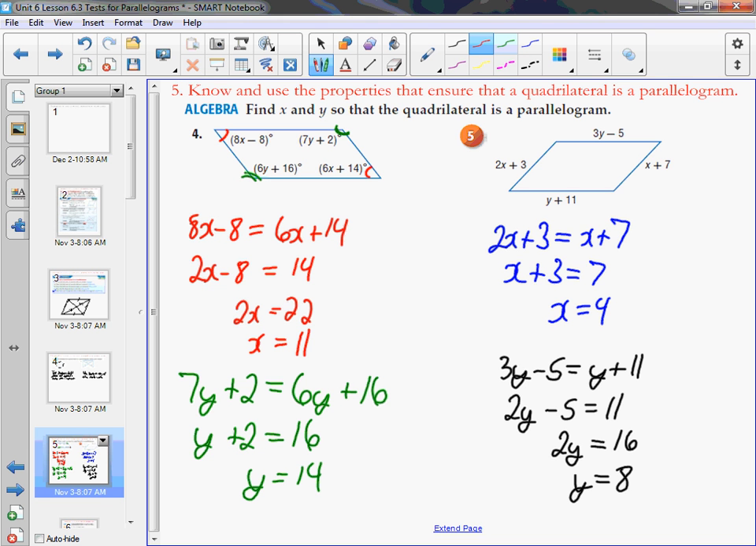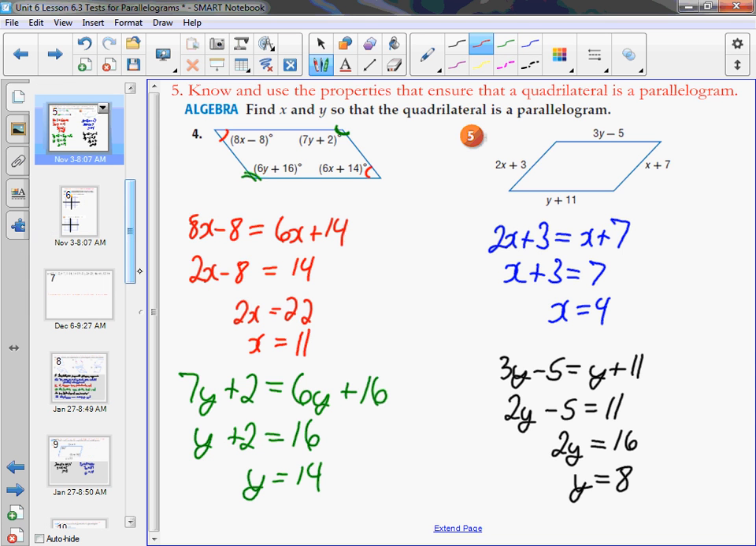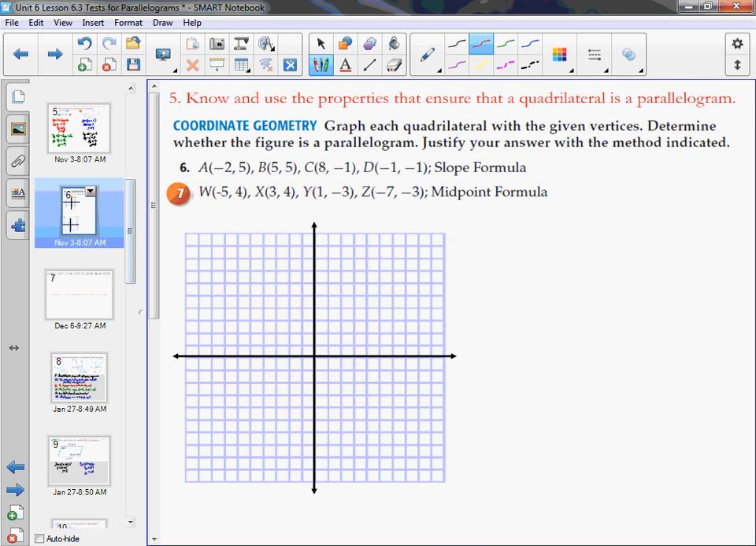And then check to see if you got what I got. Did you get x equals 4 and y equals 8? All right, so questions? Okay. A couple more examples.